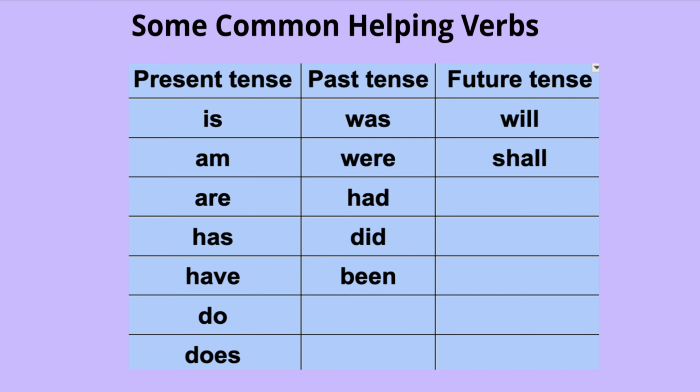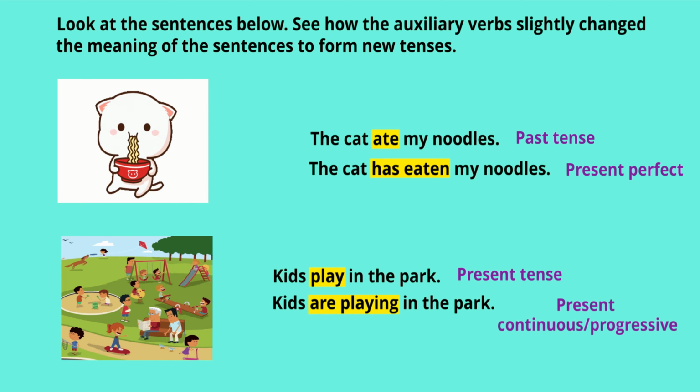Look at the sentences below. See how the auxiliary verbs slightly change the meaning of the sentences to form new tenses. In the first visual, what do you see? You see a cat eating noodles, right? The sentence is, the cat ate my noodles. So what tense is it? It is the basic simple past tense, right? Because the cat ate. We use the irregular verb. Eat became ate. So this sentence is in past tense because the event has already happened. The cat already ate the noodles. So it is past tense.